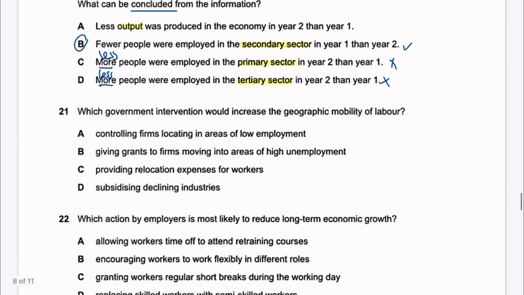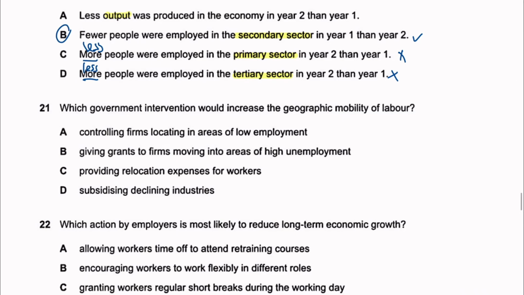Question 21. Which government intervention would increase the geographic mobility of labor? So geographic immobility is like labor being unable to travel from one place to another, which limits their job opportunities. For example, a worker who is living in New York is unable to travel to, let's say, California, which is far away. So this is geographical immobility.